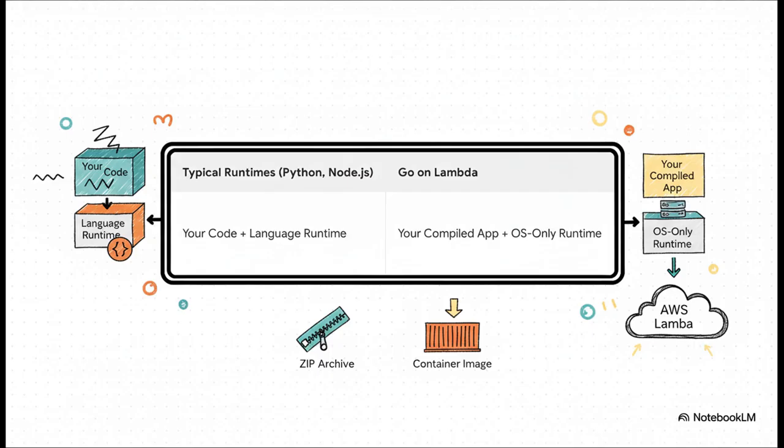For something like Python, Lambda has to bundle your code with the Python runtime. But Go is different. It compiles down to a single native executable binary. It doesn't need a language interpreter. It just needs an operating system to run on. And that's exactly why we use what's called an OS-only runtime.